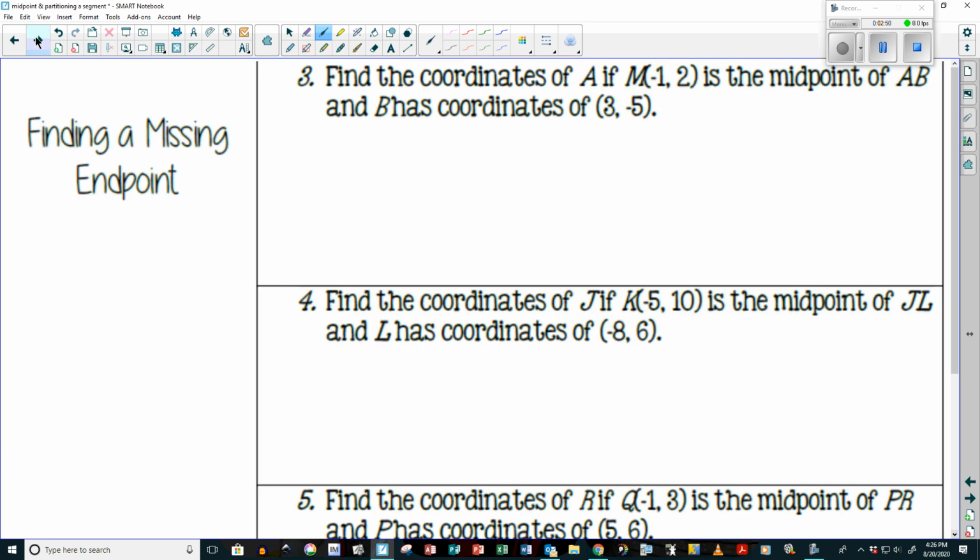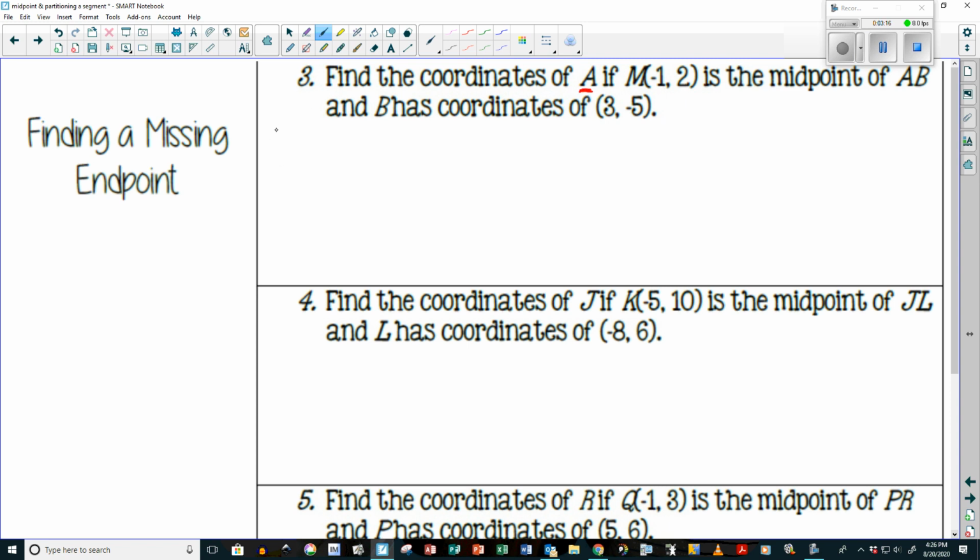All right, so the next thing is finding the endpoint. What if I give you the midpoint? If I give you the midpoint, you don't want to use the midpoint formula because then you're finding the midpoint of the midpoint, not what I want. So the easiest way to think about this is if I'm asking you to find the coordinates of point A.